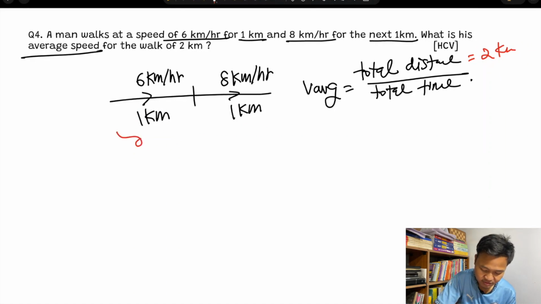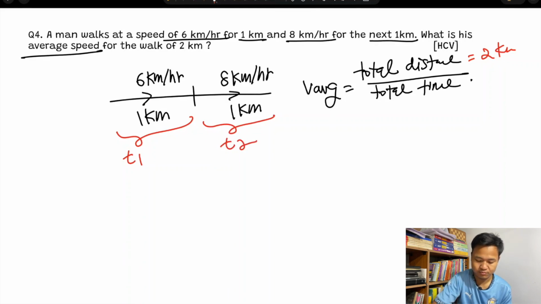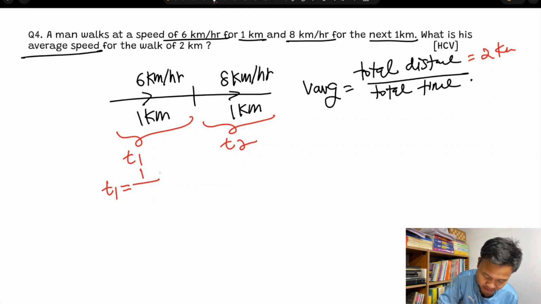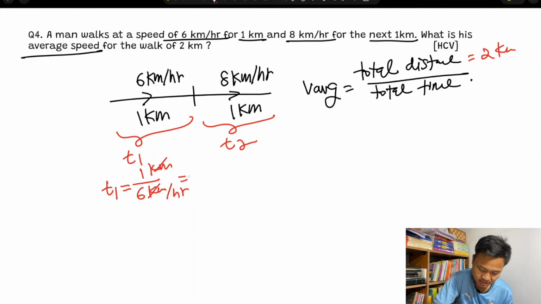So let's say the first part he goes with time t1. Okay, so the second part he goes in time t2. We know distance is speed into time, so speed is distance by time, so time is distance by speed. Okay, so what is time t1? Distance 1 kilometer divided by 6 km per hour. Okay, kilometer gets cancelled out. I have 1 by 6 hour.